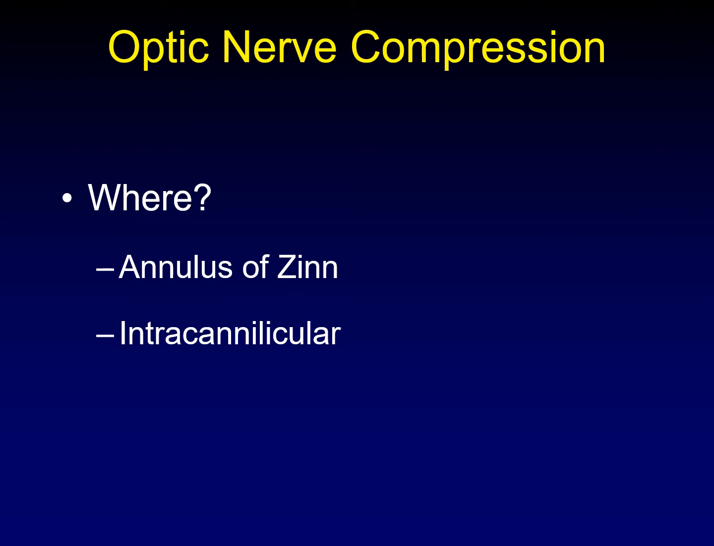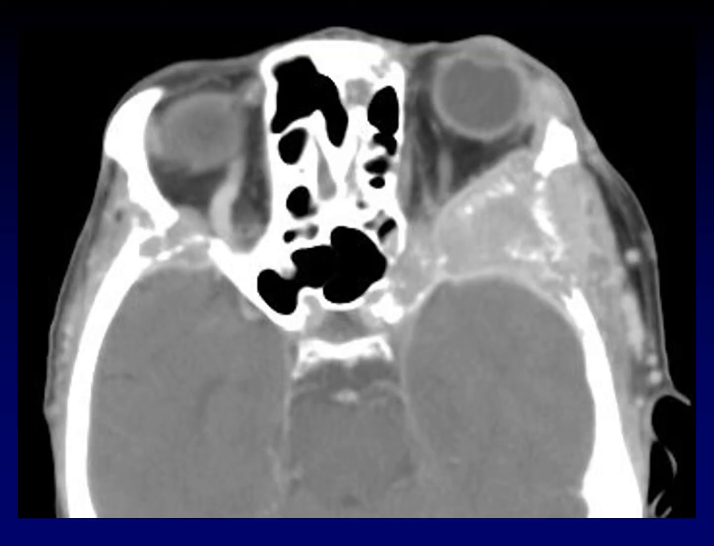So, where are we likely to compress the optic nerve? We're likely to compress the optic nerve at the bottleneck, and the bottleneck is the annulus of Zinn, which is where the extraocular muscles, 5 out of the 6 extraocular muscles, attach at the apex of the orbit, and then from there back into the canalicular segment. So at the annulus of Zinn and intracanalicular are the sites where the optic nerve is most likely to be compressed just because it's surrounded by dense, tough material in those locations.